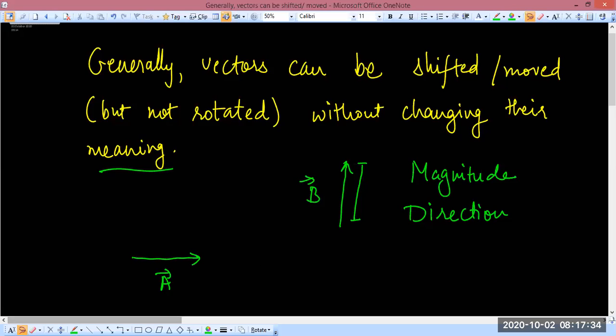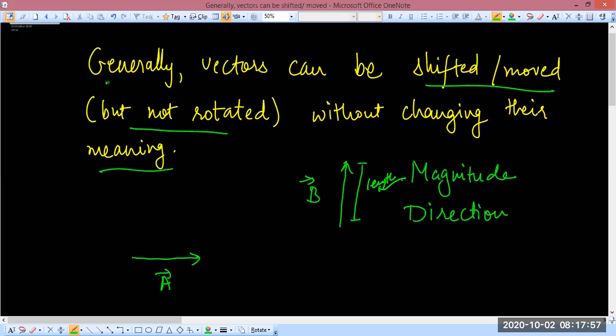Of course not. So magnitude is this length, and that obviously will not change. So that's why, as long as you move or shift a vector but do not rotate it, there is no change in the meaning. It's all okay, no problem.